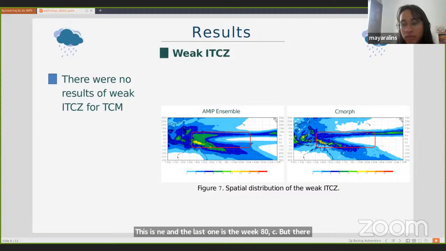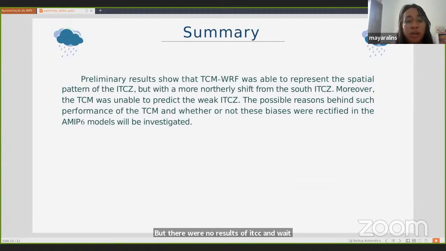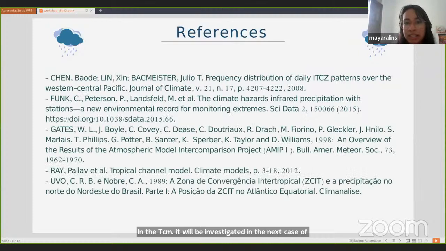But there were no results of weak ITCZ for TCM. Well, the preliminary results show the TCM WRF was able to represent the spatial patterns of the ITCZ, but with a more northerly shape for the south ITCZ. Moreover, the GCM was unable to predict the weak ITCZ. The possible reasons behind such performance of the ITCZ in the GCM will be investigated in the next phase of the study. That's it. Reference. Thank you.